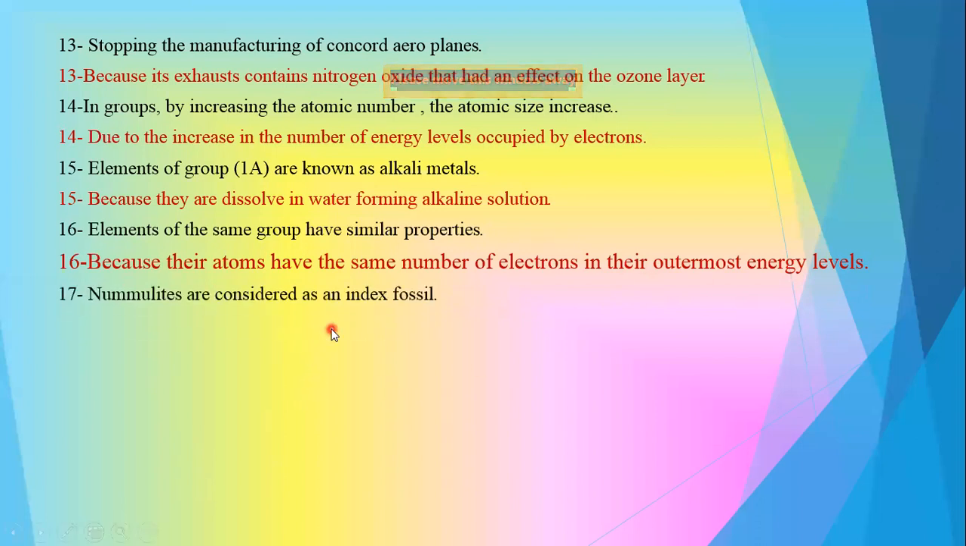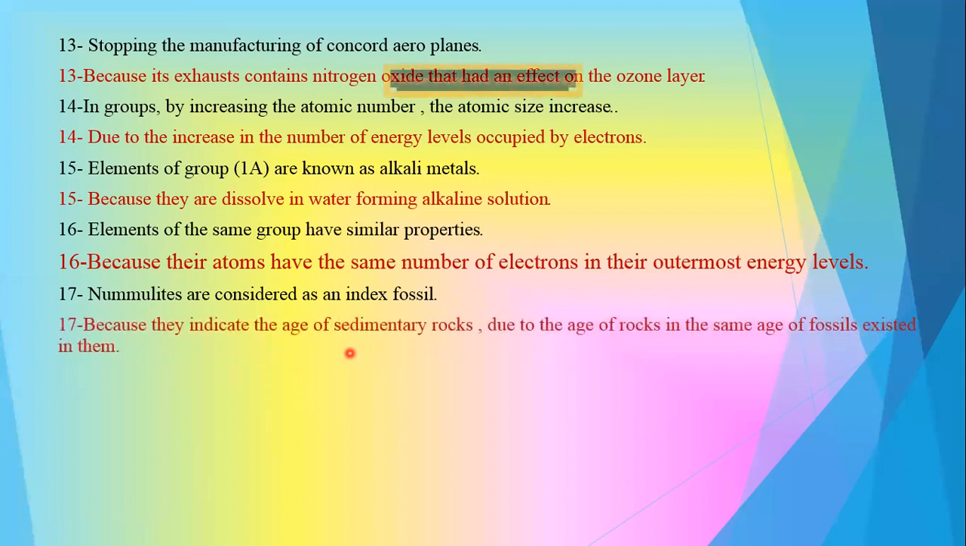Nummulites are considered index fossils. To be an index fossil, it must have two things. For short, they indicate the age of sedimentary rocks, because the age of the rocks is the same age as the fossils existing in them. Why do I consider it an index fossil? Because they indicate the age of sedimentary rocks. Since the age of the rock is the same age as the fossil, it becomes an index for me. As soon as I see it, I know the age of the sedimentary rocks immediately.